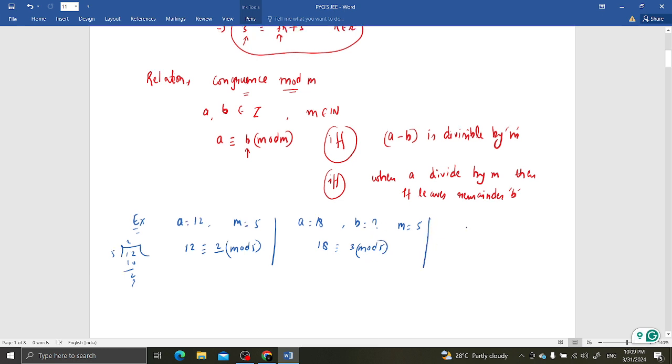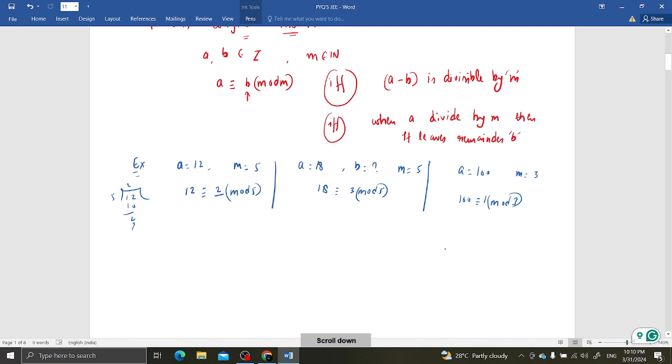If a equals 100 and m value, I'll take 3. So 100 is congruent to 1 modulo 3, like that we can write. Now you understand what our congruence modulo relation is.